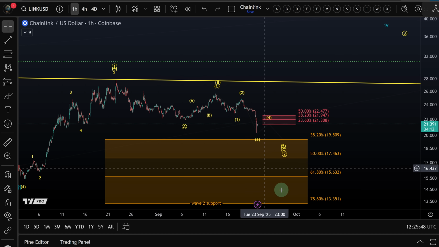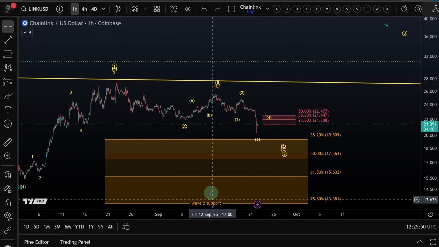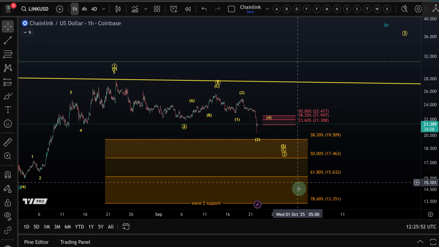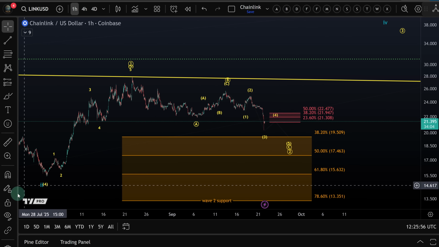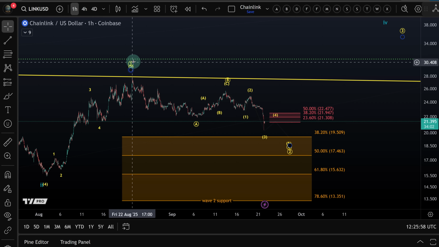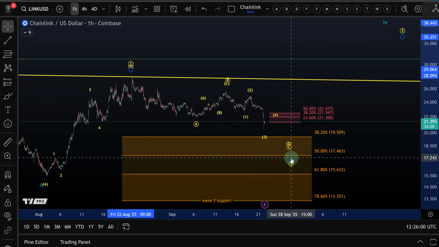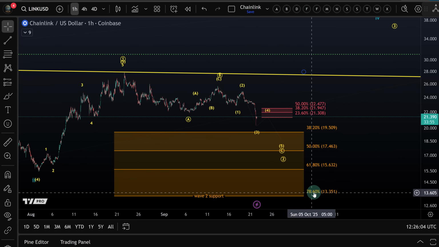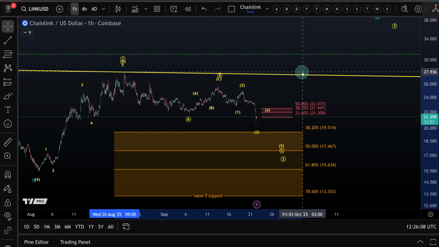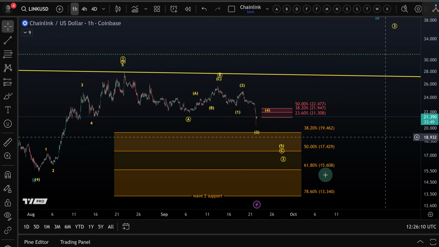This support zone here for a larger wave 2. We might be on our way to this support area, right? And remember that we can view this move to the upside as a wave 1, and now we could be in a wave 2 correction. The relevant Fibonacci support levels that we're watching start at around $13.30, plus minus a few cents, depending on which exchange you're looking at.